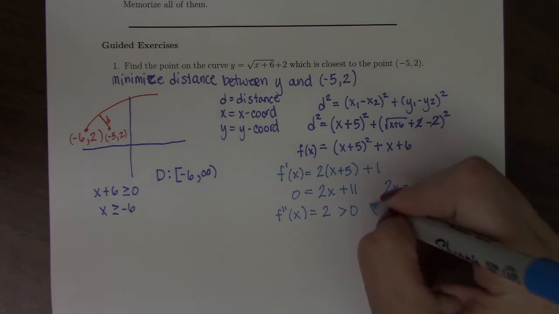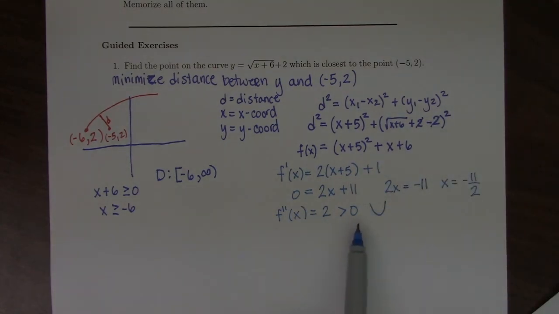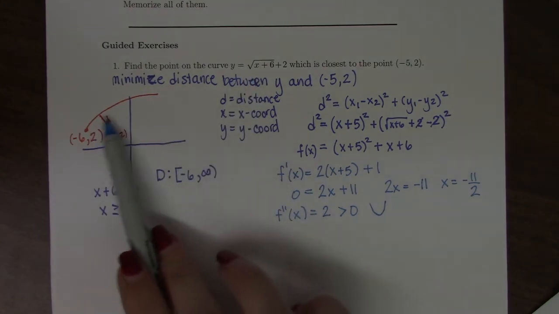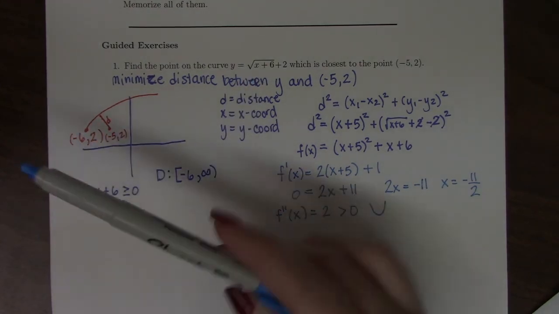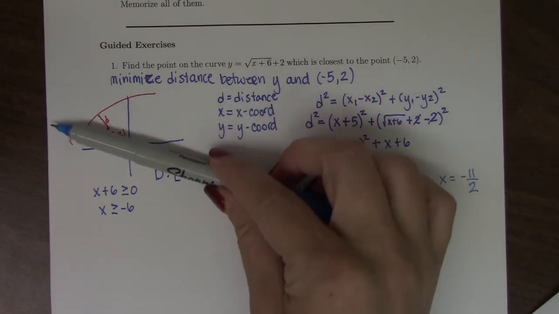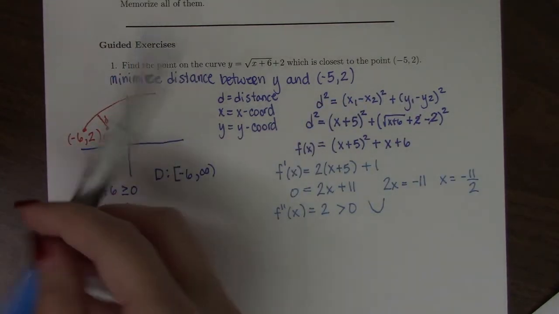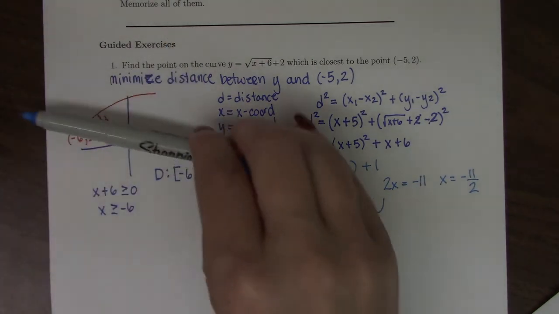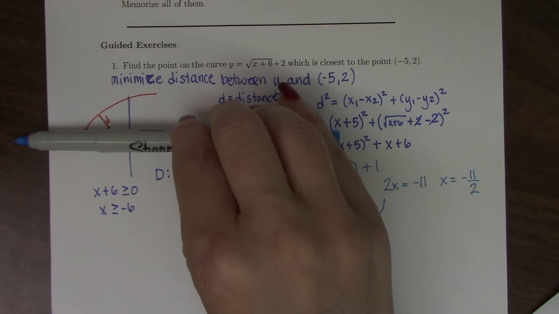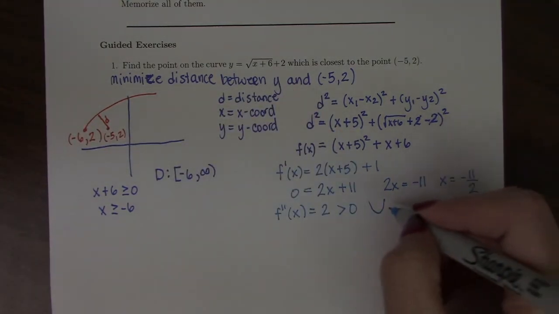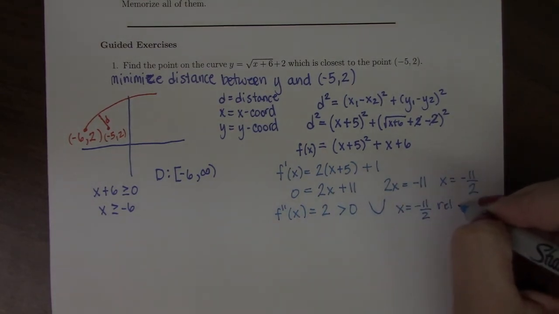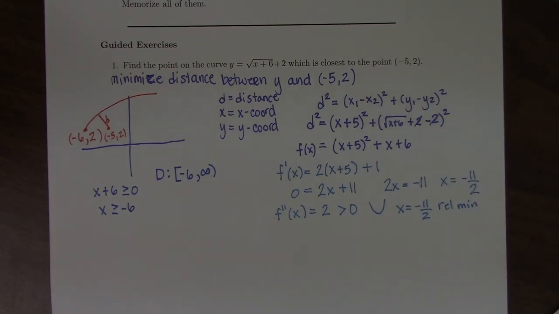Remember here, the original curve we were looking at is concave down. But when I graph all the distances, if I take this line to represent this distance, and as I rotate it around the curve, you can see that the distance gets much longer when you're measuring points on this edge of the graph, and it's much shorter when you're measuring distances on this edge of the graph. So this is telling me that x equals -11/2 is a relative minimum.